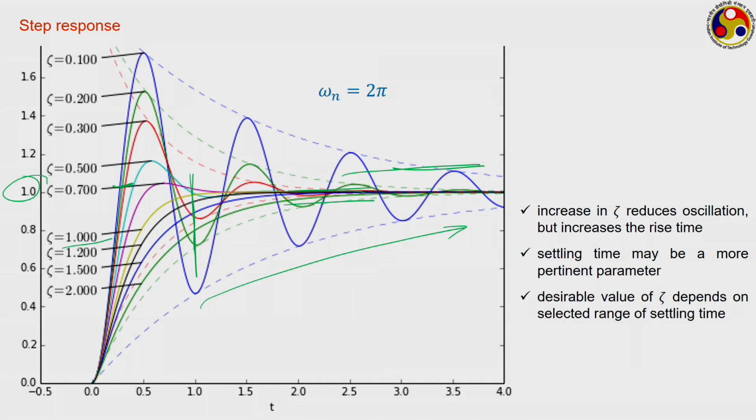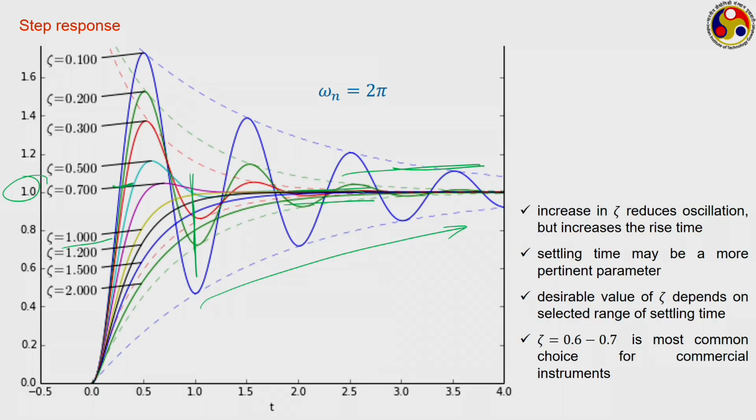So, we may have to go for some kind of optimization. Depending upon what range of settling time we want, we have to select the zeta, and accordingly we can modify the damping component in our system. Commonly, systems use a zeta value of 0.6 to 0.7 in commercial instruments.